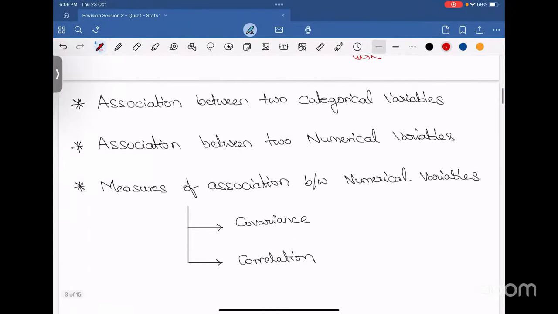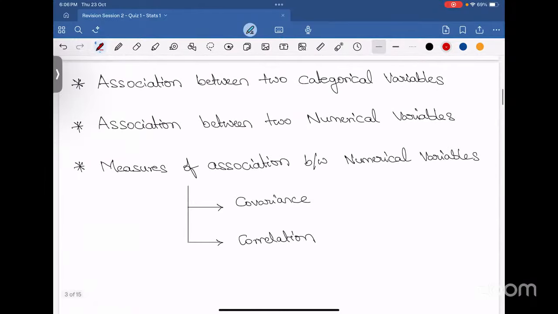With respect to week 4, we will study association between two categorical variables and how we measure that association. We measure it using row frequencies and column frequencies. We compute them, and based on the row frequencies or the column frequencies, we conclude whether the two categorical variables are associated with each other or not.